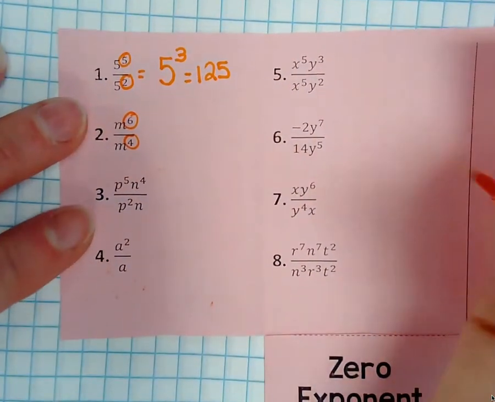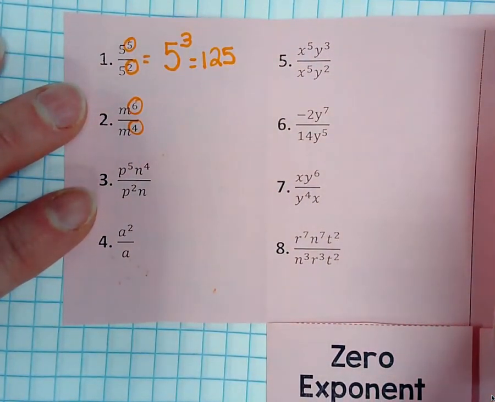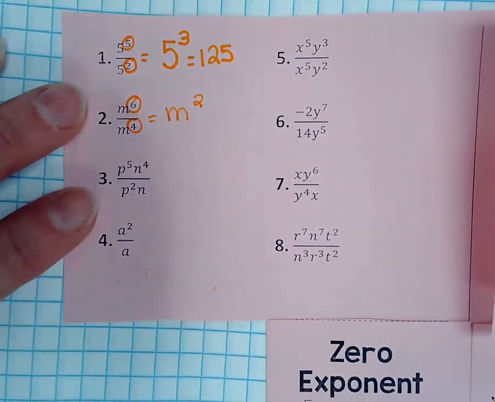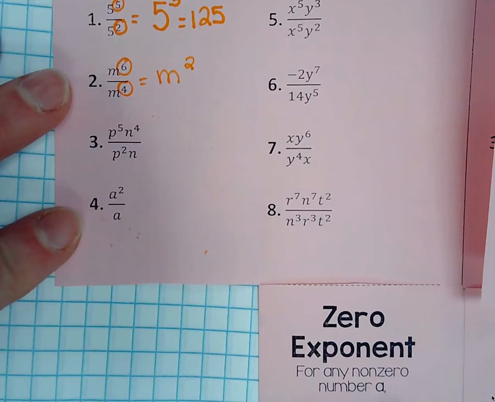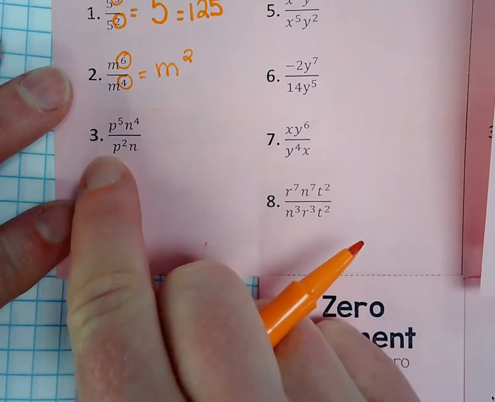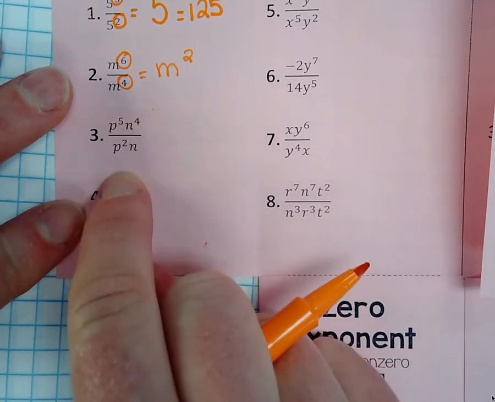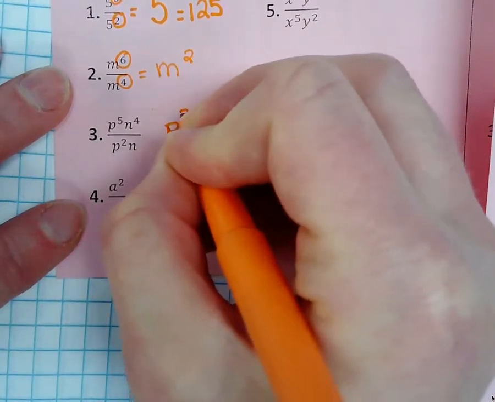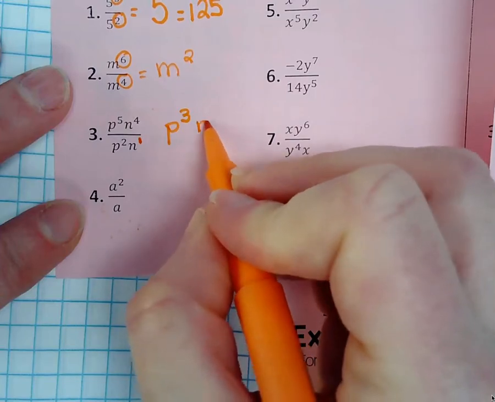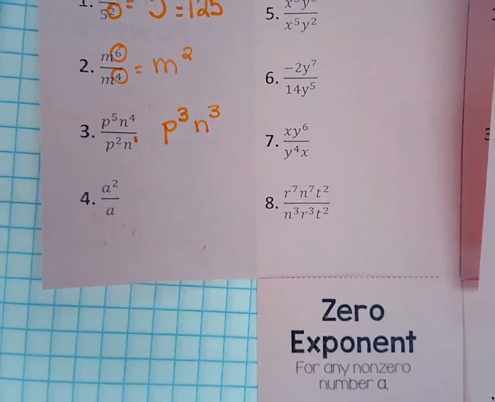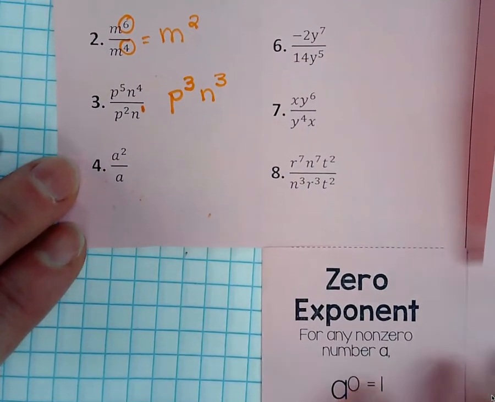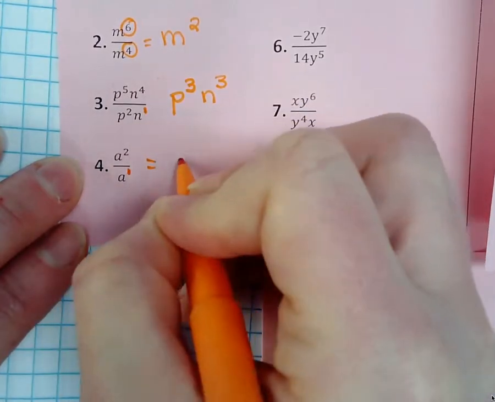Okay, the next one, we have m to the 6 over m to the 4. So take 6 and subtract 4 from it. m squared. Okay, the next one, p to the 5 and p squared. Subtract those. What do we get? p cubed. n to the 4 and just n. n cubed. a squared over a. Yep. a to the 1, or just a.